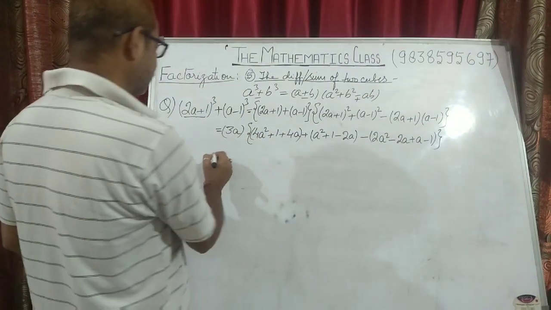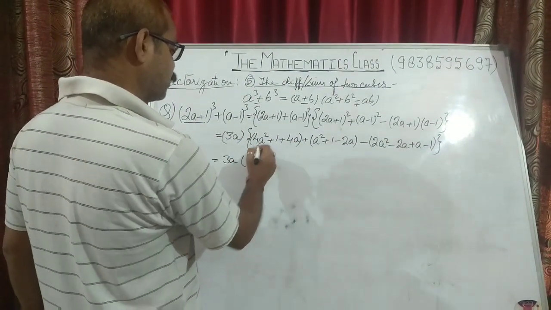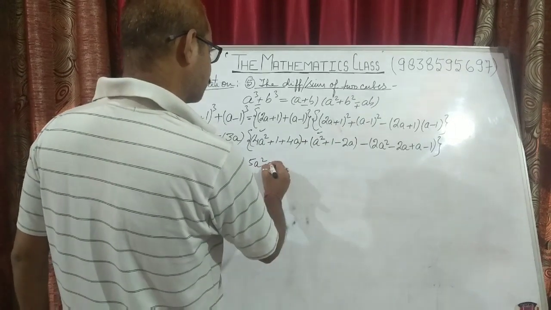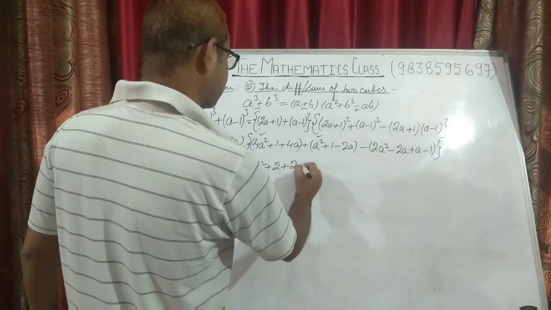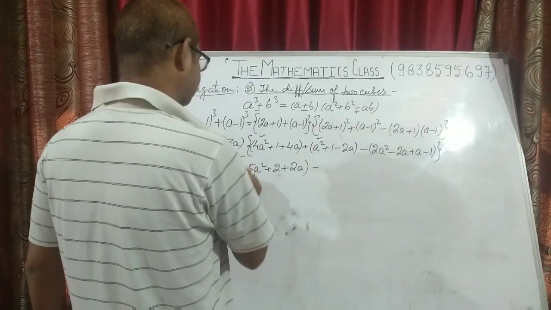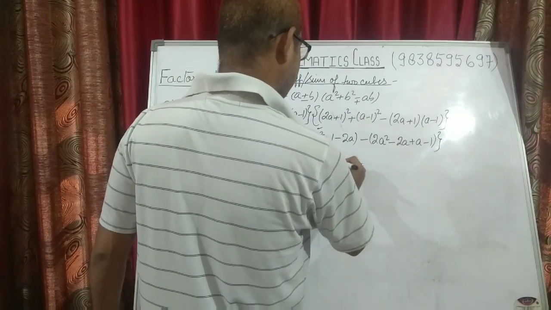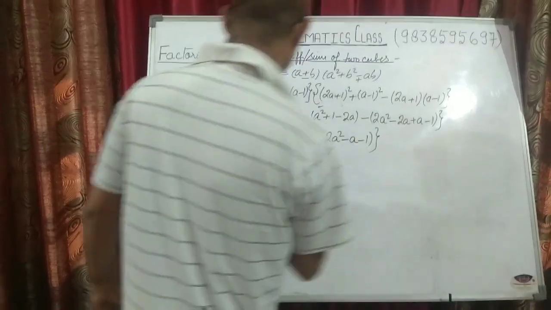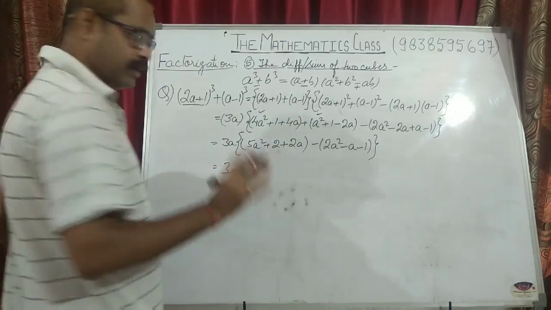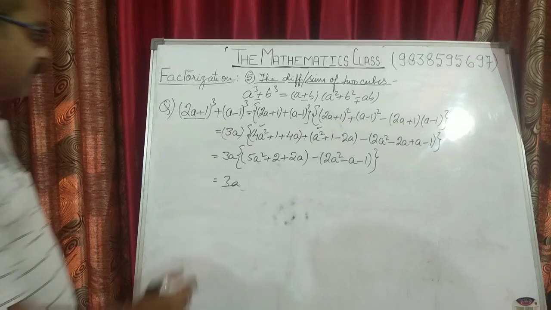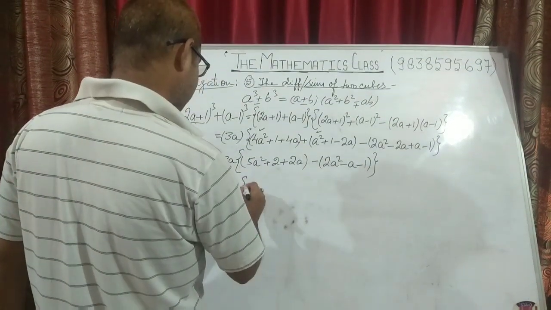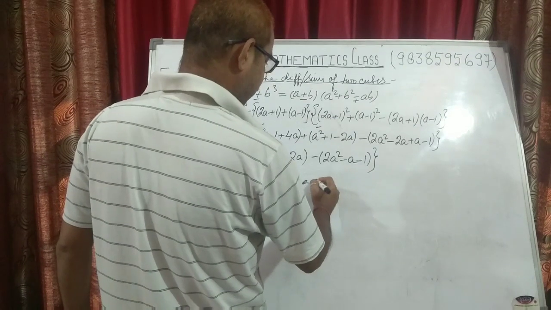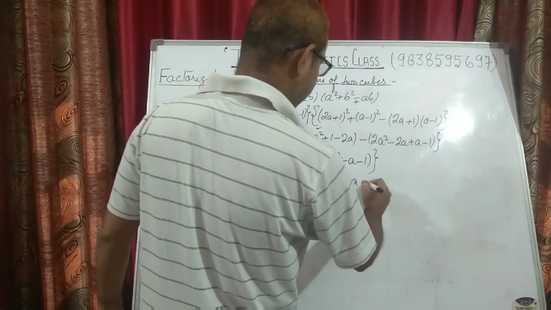Now, this can be written as 3a into 4a square plus a square is 5a square. This and this done. 1 plus 1 is 2 and 4a minus 2a is plus 2a. Then minus 2a square, minus and plus is minus a and minus 1. When you open the bracket, you will get 3a and 5a square. Now this can be written as 5a square plus 2 plus 2a, opening the minus sign, minus 2a square plus a plus 1.